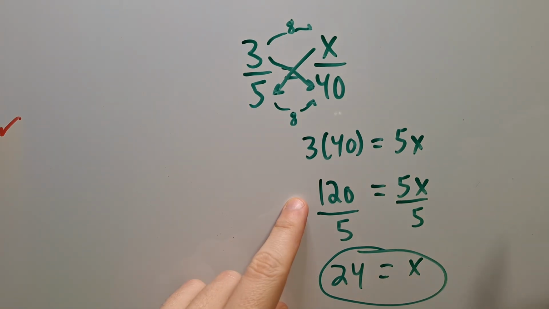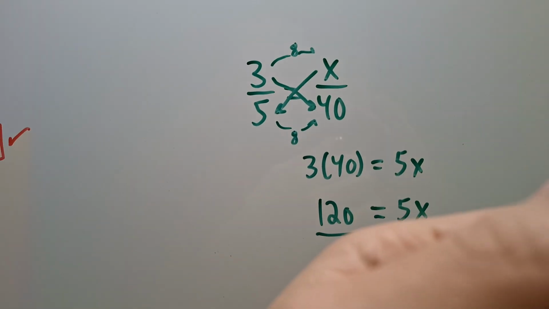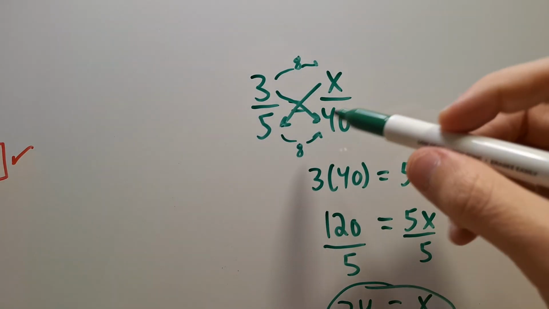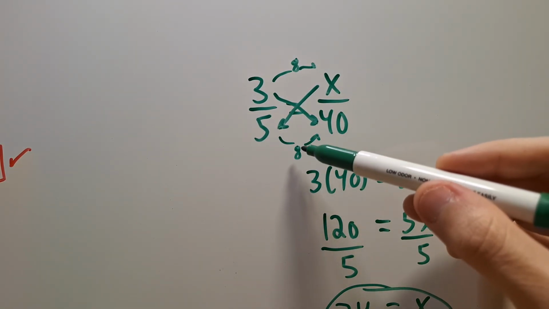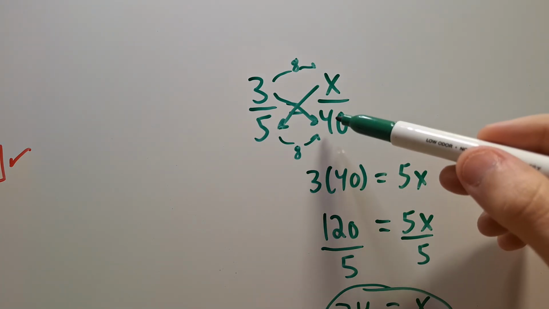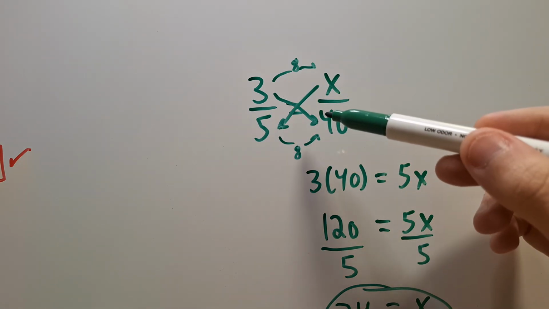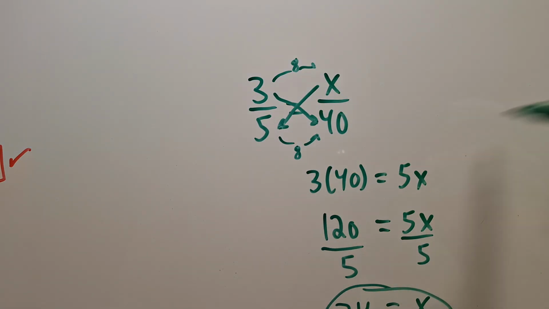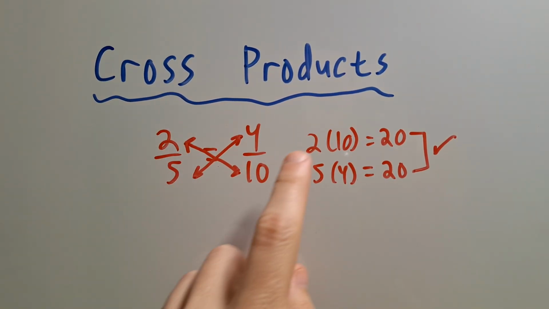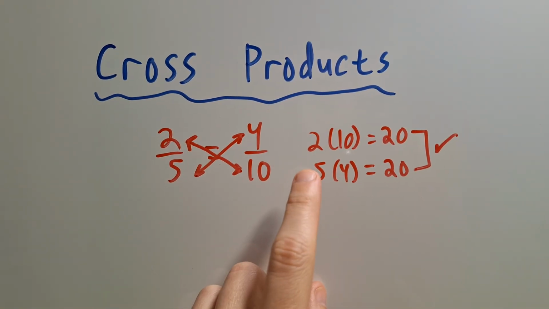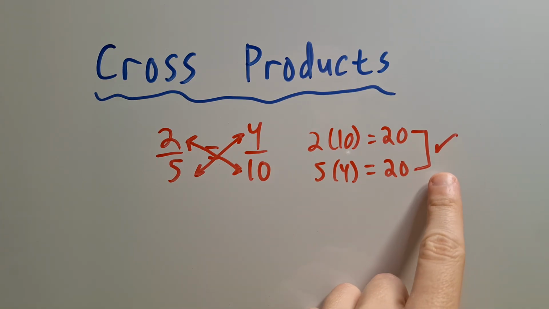The cross product technique will work every single time. In the event that you cannot find a common factor to multiply by to get your other denominator or numerator, cross product will always work. And remember, they need to be equivalent in order to be a proportion and for it to be true.